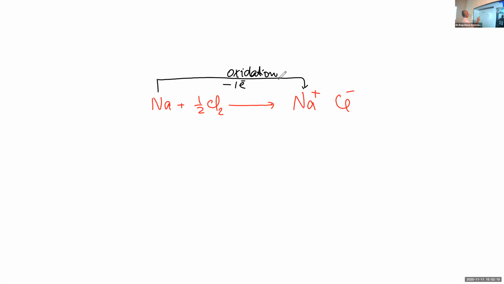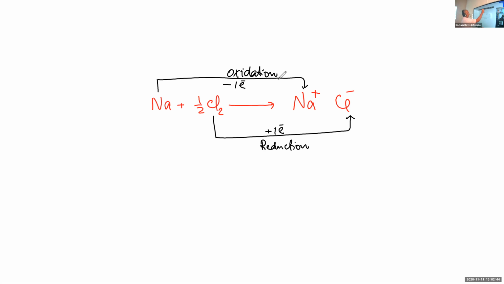Now, what about the chlorine? Half Cl2, chlorine atom, is converted to chloride ion. And during that change, one electron is added, plus one electron. So that change is reduction. So chlorine is reduced to chloride ion, while sodium atom is oxidized to Na plus ion.